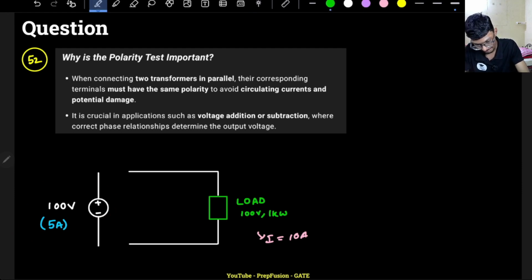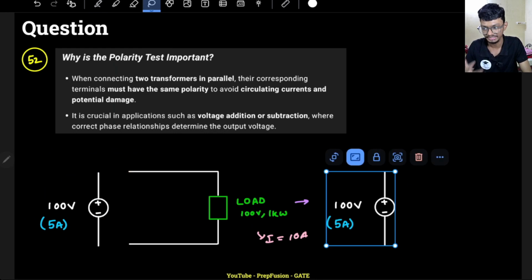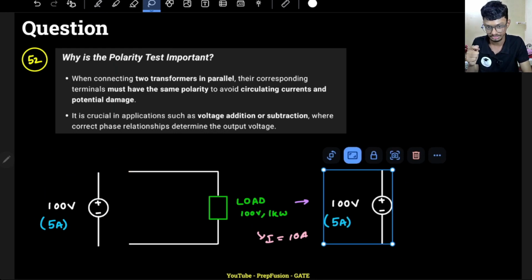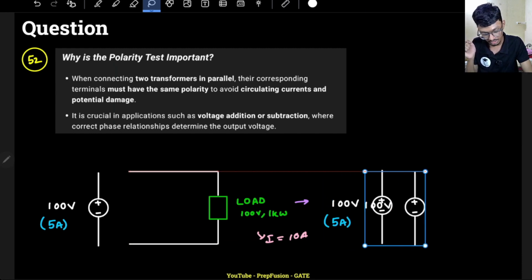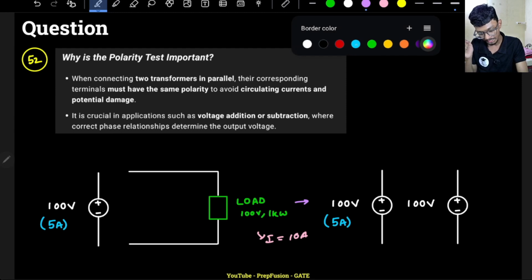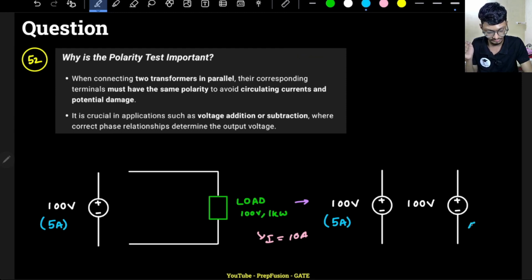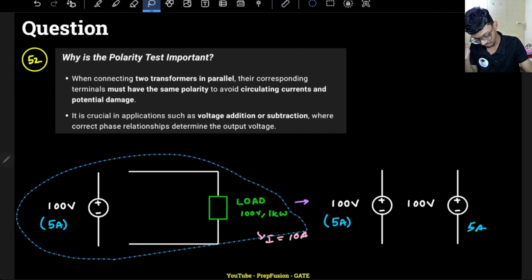So basically I will go to the market and bring another supply. Of course, there is another option: I buy a 100 volt, 10 ampere supply that can supply 10 amperes, or I can buy another 100 volt, 5 ampere supply that can provide a maximum of 5 amperes of current, and I connect those in parallel. If I connect those in parallel, what will happen?